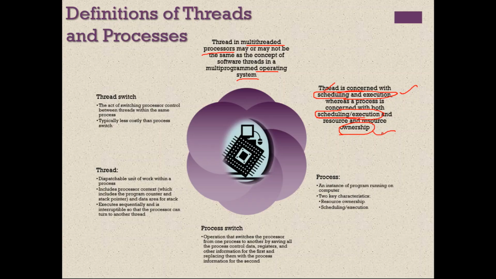There is no ownership. Why is that? Because a process owns the thread. Threads belong to the process. That's it. But threads do not own anything. So do threads own something? Nothing.